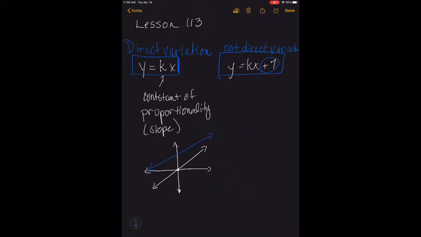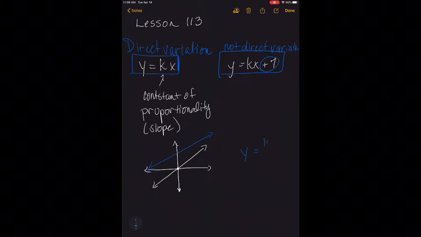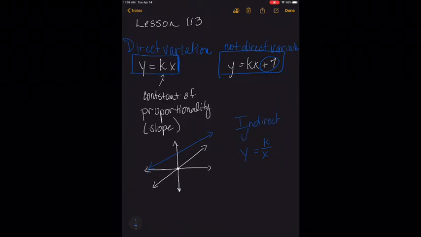All right, so I've given you a chart, one that shows direct variation and the other one shows indirect variation. Essentially, indirect variation is going to involve division. So y equals k over x. This is indirect.